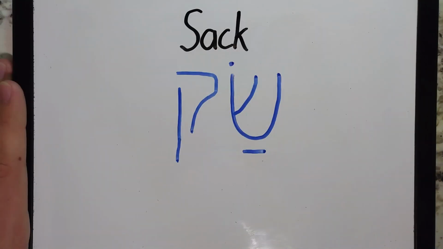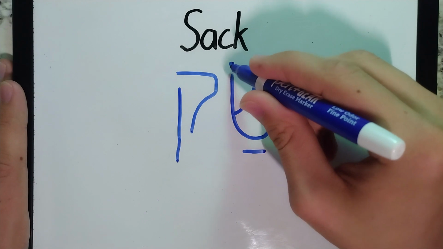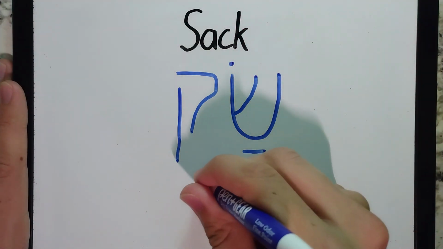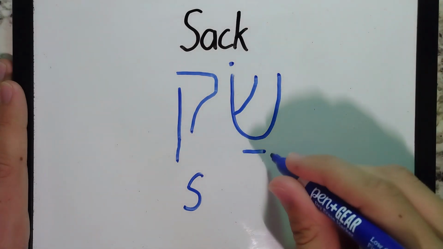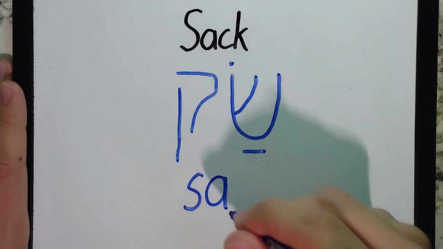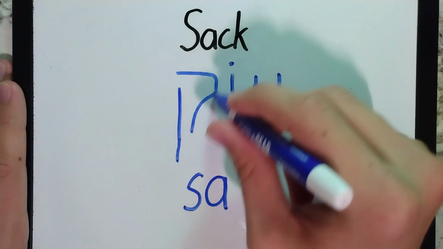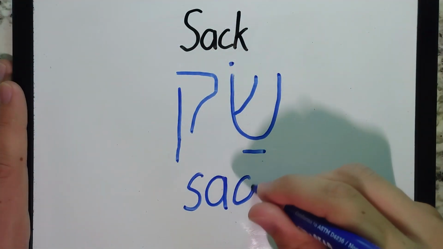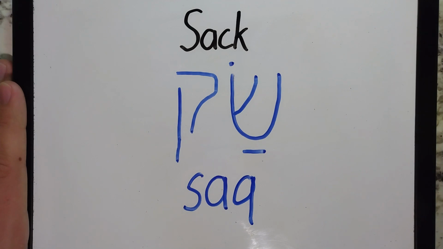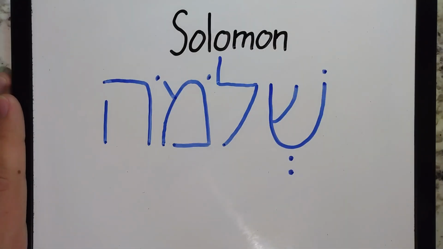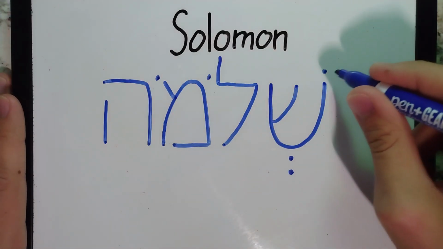The Hebrew word for sack or sackcloth starts with a letter sin, with a dot on the top left. Sin makes the s sound. Under the sin is a patach, which says ah, and this word ends with a letter kuf, which makes the k sound. Sak, sack.